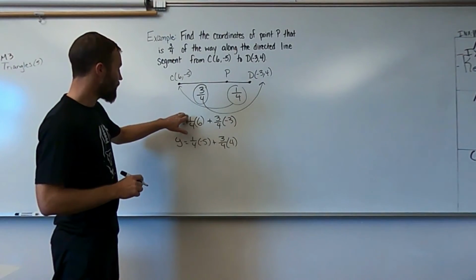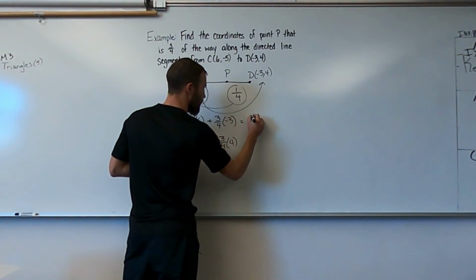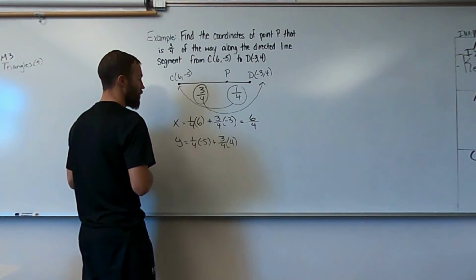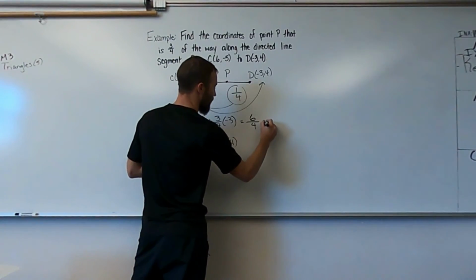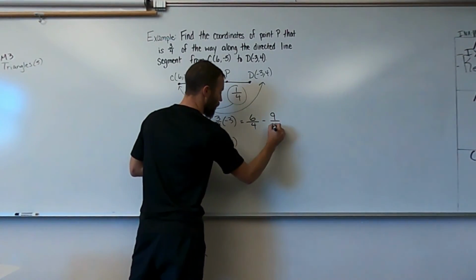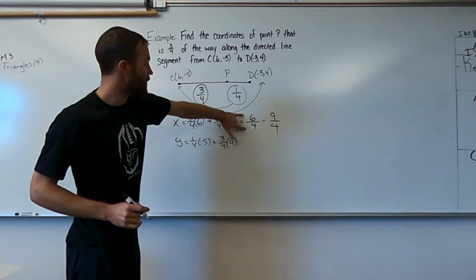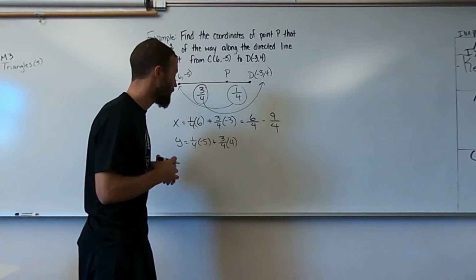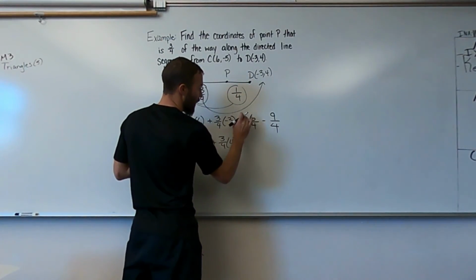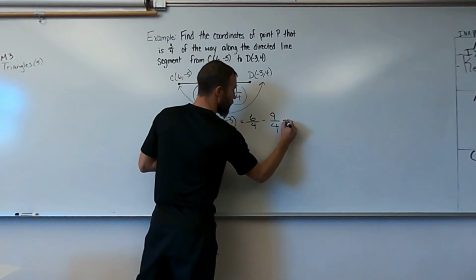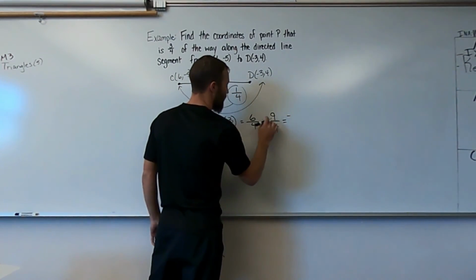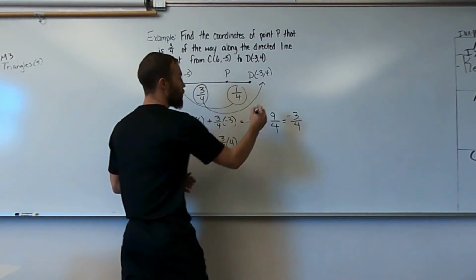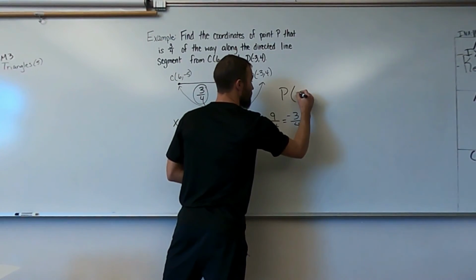Okay, so when I multiply these, 1 times 6 is 6/4, and negative 3 times 3 is negative 9 over 4. Remember, we don't want to simplify this, because if we simplify this, in order to subtract, we need common denominators, so we'll have to go backwards again. So we're going to leave it like that. When I subtract, 6 minus 9 is negative 3. So our x-coordinate for point P is negative 3/4.